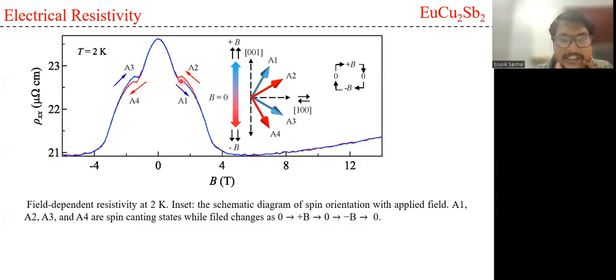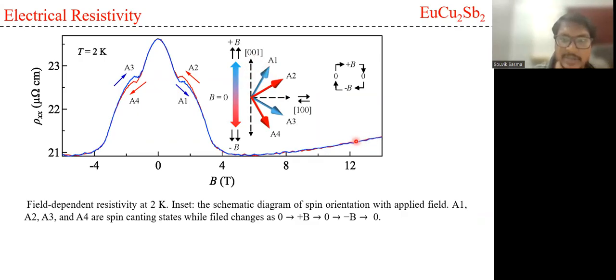So this anomaly or hinge kind of behavior happens when my moments try to align. At a particular A1 position, we have spin canting happening, so this hinge kind of behavior has been observed. Then it goes this way. Okay, so we are now at 14 Tesla.